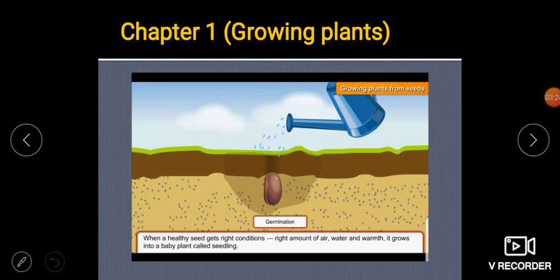And the process by which a new seed grows into a new plant is known as germination. There are different stages of germination. First of all, we'll sow the seed and give it water and make sure that the seed gets all the conditions which are required for germination. And when the seed grows into a baby plant, that is known as a seedling.